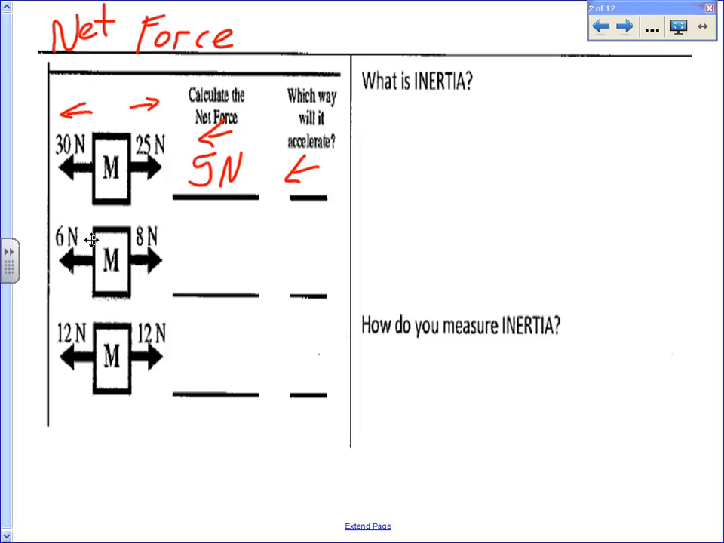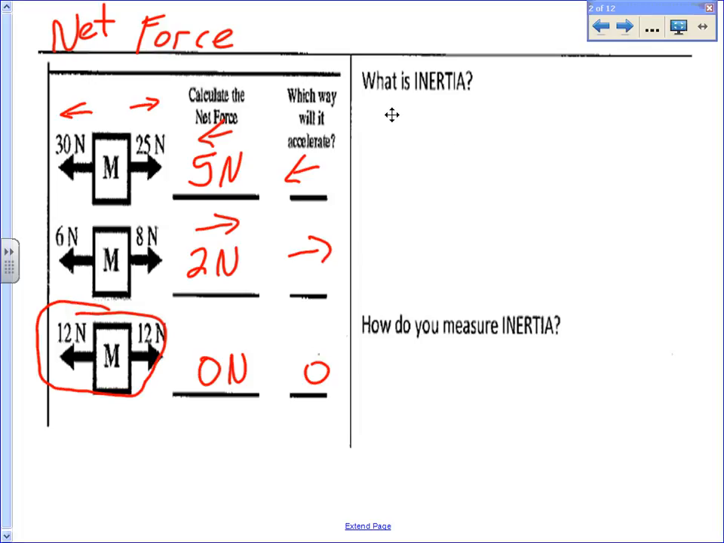All right, second scenario, 8 newtons to the right, 6 newtons to the left. Winner is going to be 2 newtons to the right, and that means your acceleration is to the right. What happens if you have a tug of war and each person pulls evenly? Well, we have no winner. So we have 0 newtons of force, and we have 0 acceleration, so we don't have a direction.